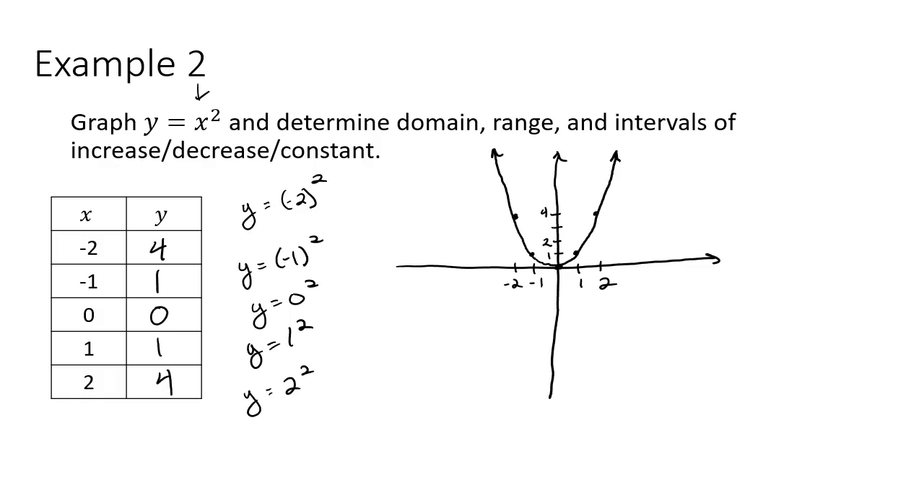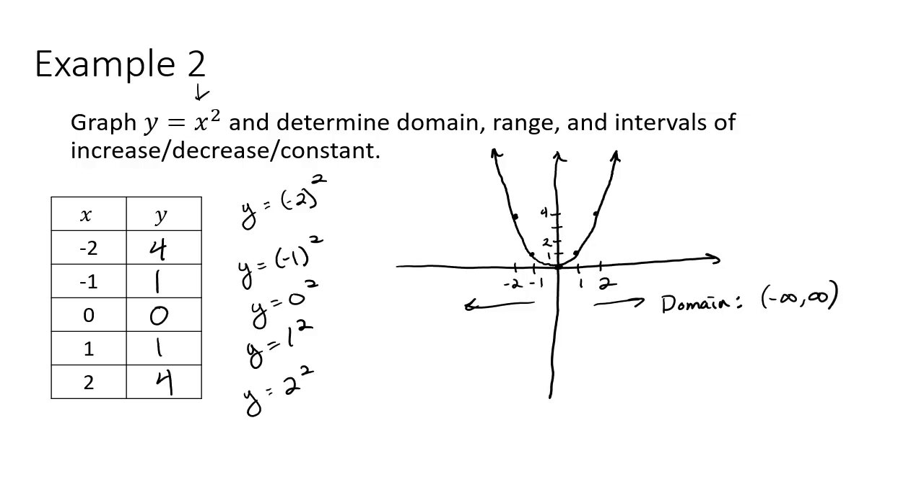We would get something that looks a little bit like this. And so now let's use this graph to determine domain, range, increasing, decreasing, constant. So starting with the domain, this thing is going to go forever to the left and forever to the right. Even though it gets steep, it is always moving left and right.